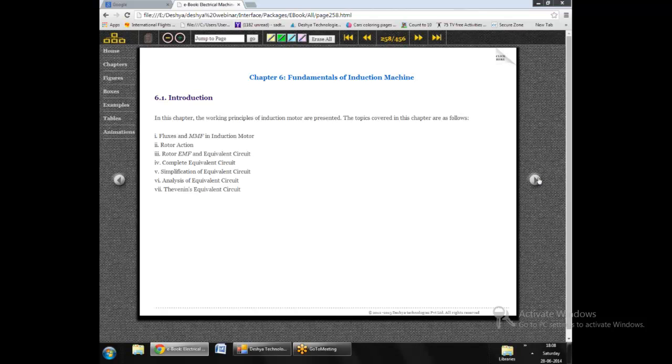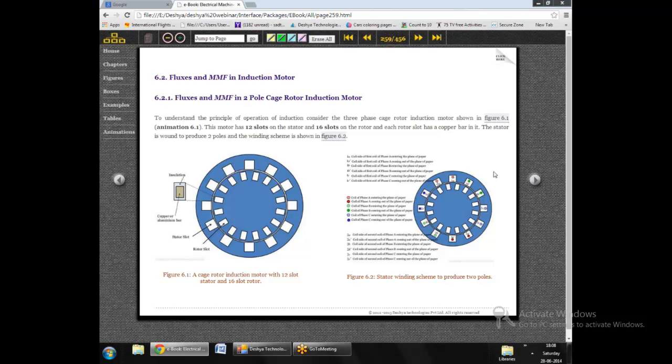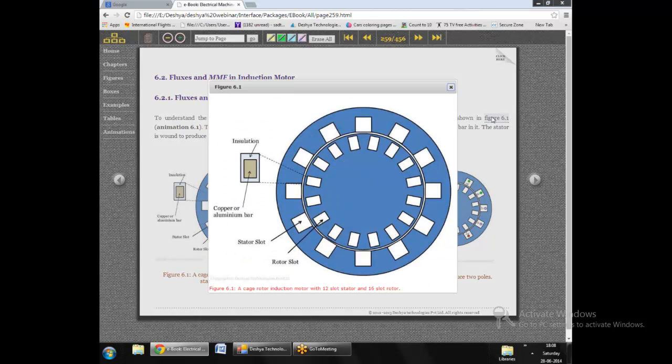To start with, we will be looking at the basic features of the induction machine. The explanation of the induction machine in today's webinar will be done with the help of a motor which has 12 slots on the stator and 16 slots on the rotor, and the machine considered here is a cage rotor induction motor. The detailed configuration of the machine is shown here in figure 6.1, and one can see that there are slots on the stator and slots on the rotor.